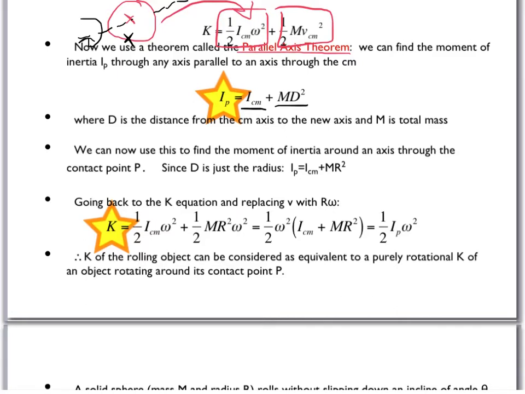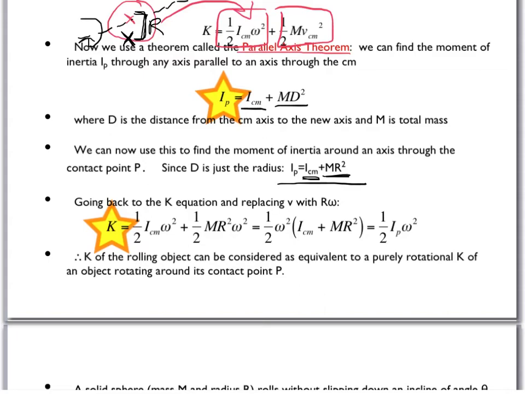The d in this equation is equal to the distance from the center of mass to the new axis of rotation, and of course m would just be the total mass of the object. Now we can use this to find the moment of inertia around an axis through the contact point P. Remember, that was a point right at the edge of the wheel. Since the distance between the original center of mass axis and the new axis located at the edge of the wheel is simply the radius of the wheel itself, our parallel axis theorem tells us that the new moment of inertia is equal to the original I through the center of mass plus an mr squared.